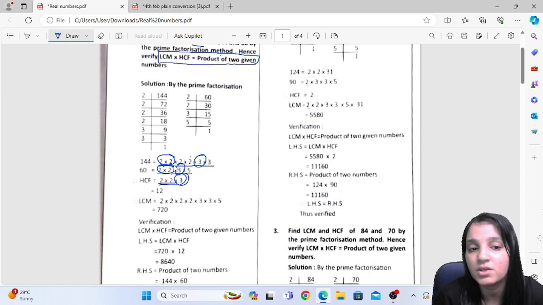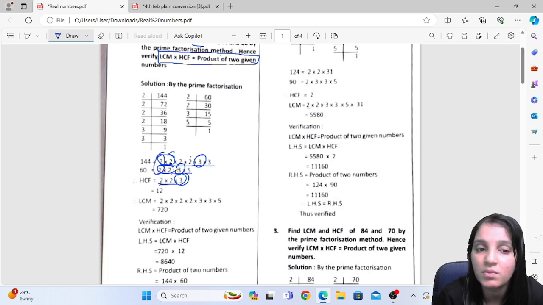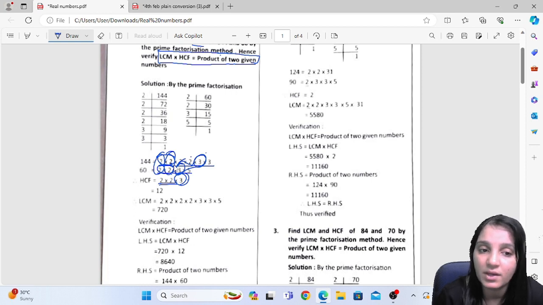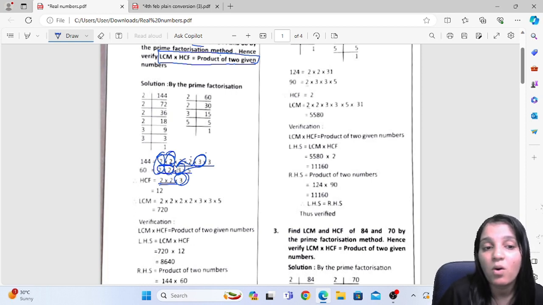Now for the rest of the numbers we don't have anything common. Otherwise you can see this 2 common, this 2 common, and this is common. That's why we have taken 2 into 2 into 3, and that is 12. Now LCM is what? We multiply all these numbers.